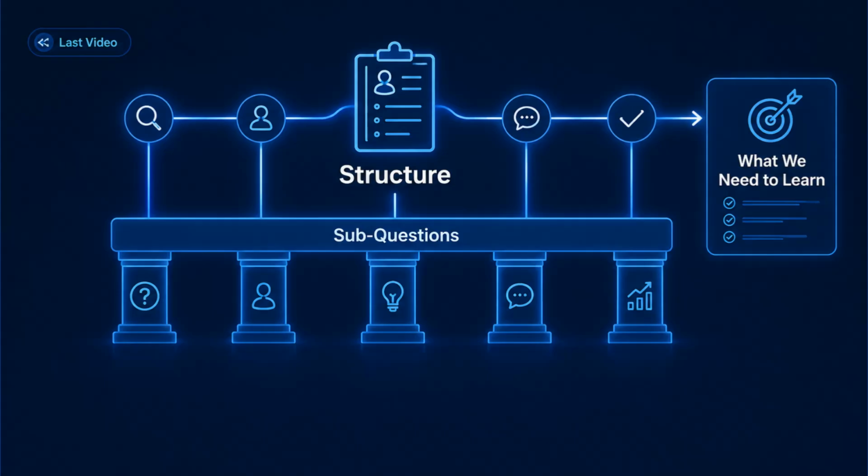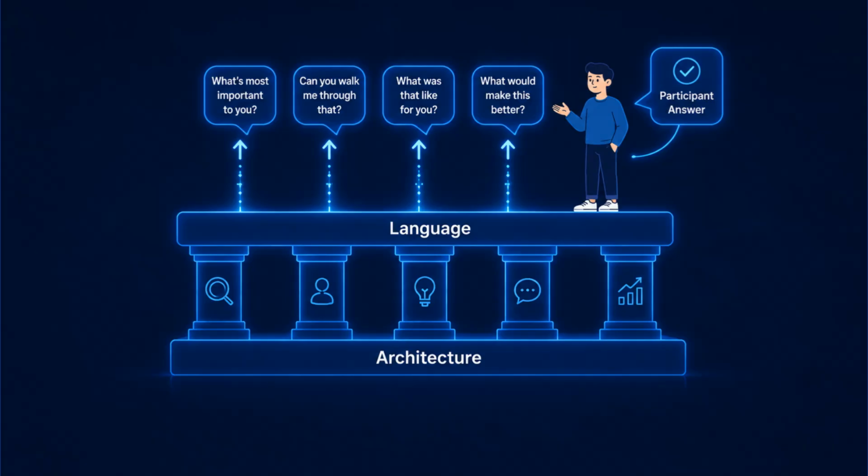In the last video, you learned how to write interview sub-questions. Those sub-questions gave your interview structure. They helped you decide what each part of the interview must help you learn. Now you are ready to turn those sub-questions into participant-facing interview questions. This is the moment where the architecture underneath the interview becomes language a participant can actually answer.